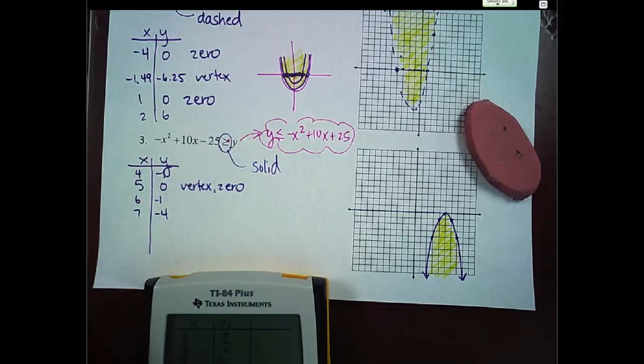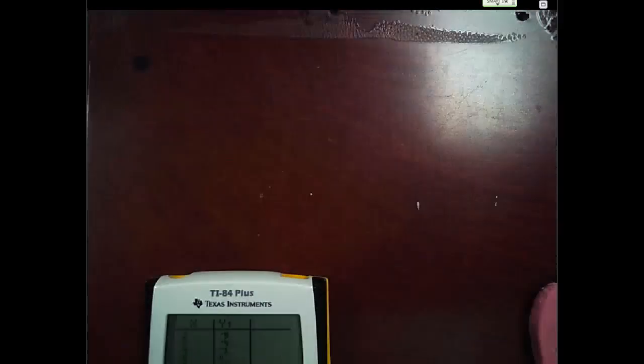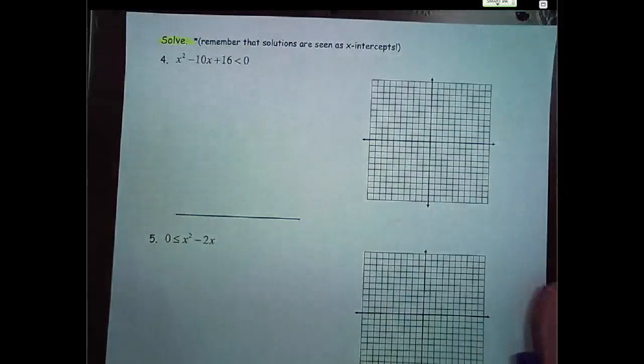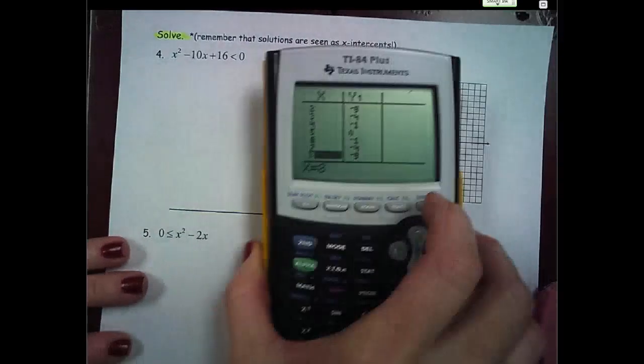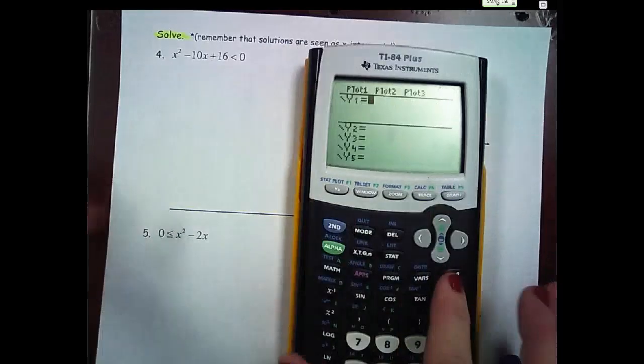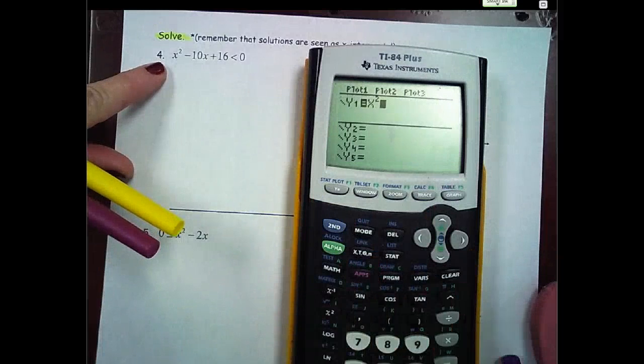What would have happened if I had shaded above it? How many solutions would I have had? Yeah, everything. All the x's. Okay, let's go to the next one, number 4. The directions change on number 4. They're actually asking you to solve. So let's type it in your calculator and solve. So go to y equals x squared minus 10x plus 16 and graph it.